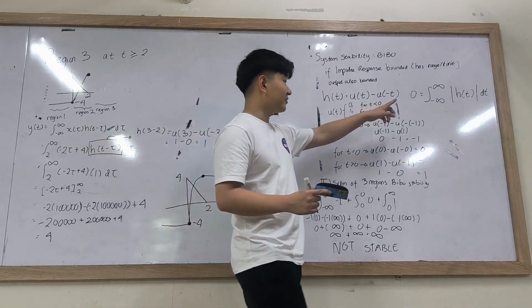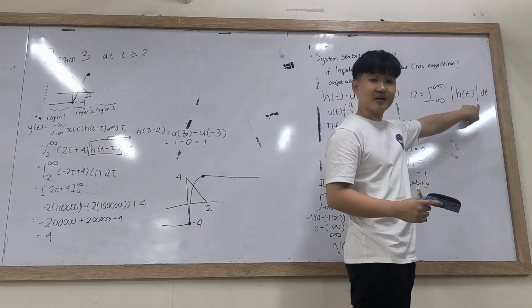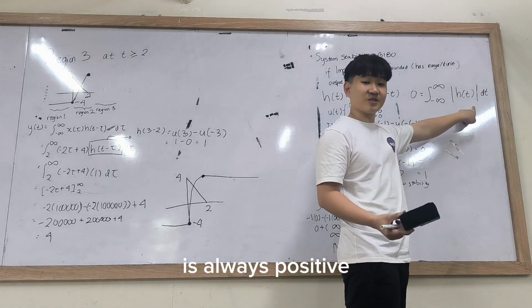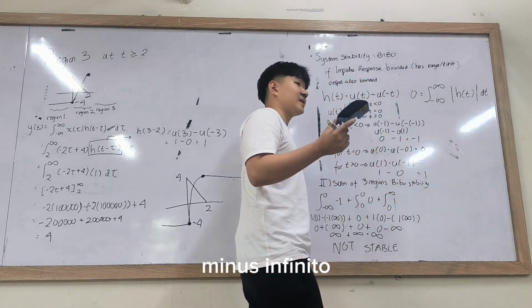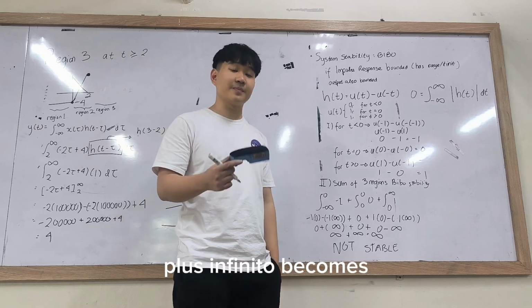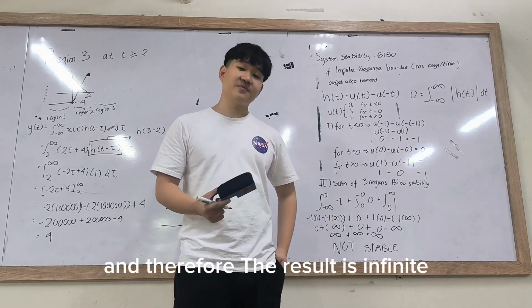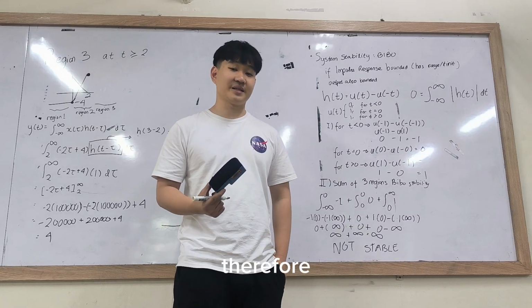However, I need to remember this symbol, which means that the number is always positive. Therefore, minus infinity plus infinity becomes plus infinity plus infinity. And therefore, the result is infinity. Therefore, the system is unstable.